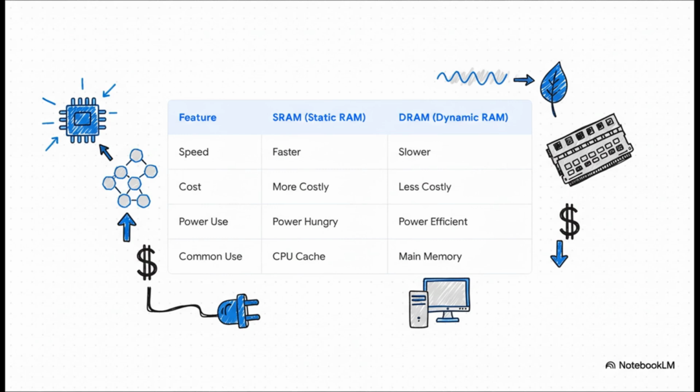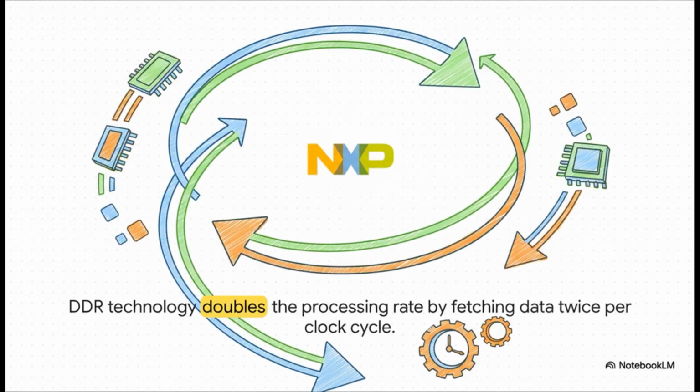You've got static RAM or SRAM, which is crazy fast, but also really expensive and power hungry. That makes it perfect for that CPU cache we just talked about. Then you have dynamic RAM or DRAM. It's simpler, it's cheaper, and that's exactly why it's used for your computer's main workbench, the gigabytes of RAM you see listed on a spec sheet. And that DRAM in your computer hasn't just been sitting still for the last few decades. It's evolved a ton. We've moved to these amazing technologies like double data rate, or DDR.